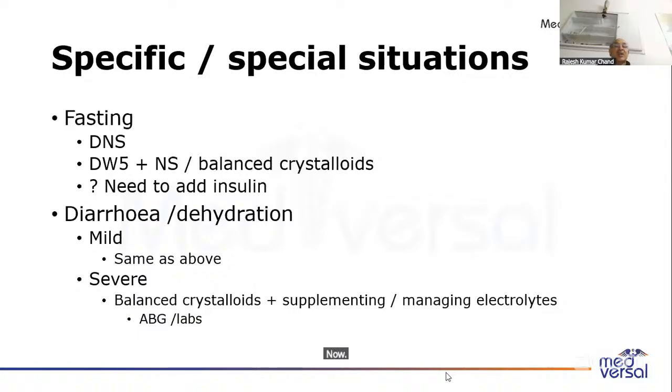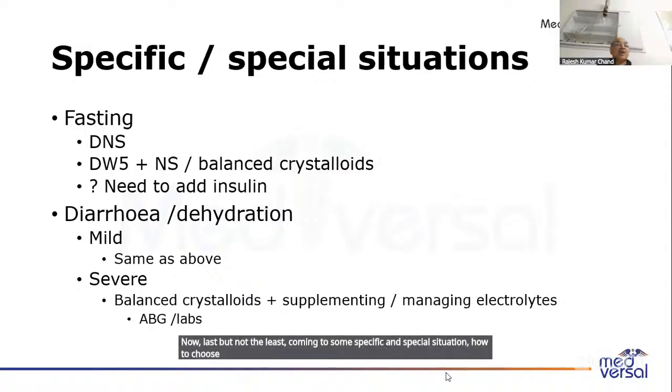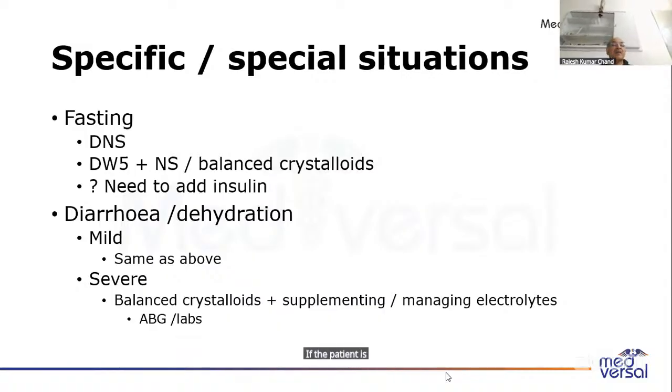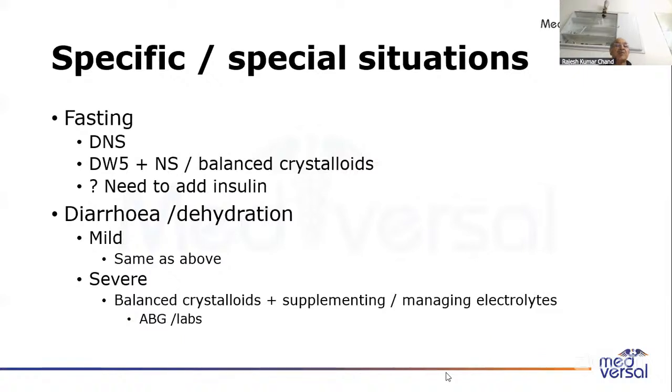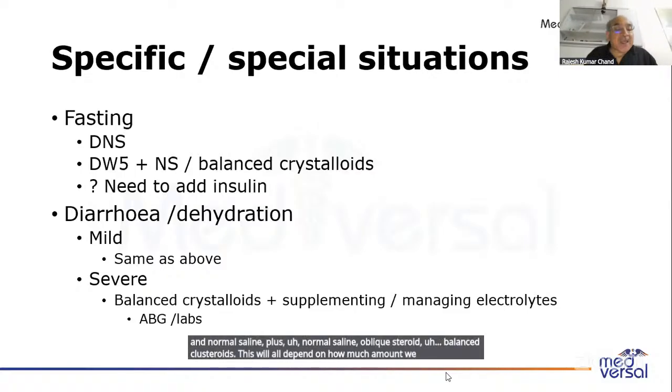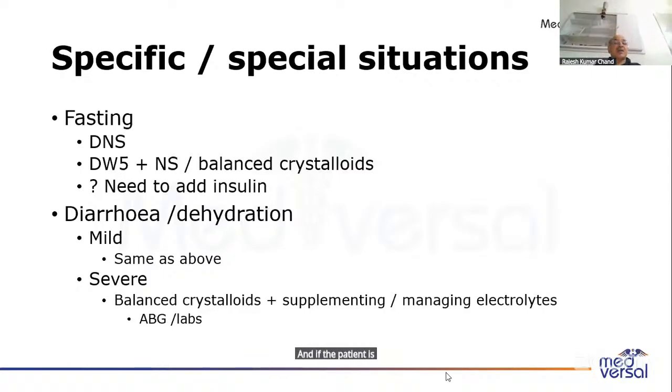Now, last but not the least, coming to some specific and special situations, how to choose fluid. If the patient is fasting, then perhaps simple dextrose saline solution is good enough. Or depending on the patient's sodium concentration, we can use dextrose saline, normal saline, or balanced crystalloids. This will all depend on how much we want to use. And if the patient is diabetic, then we will need to add insulin.